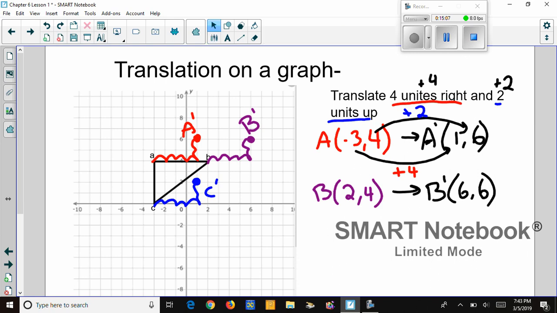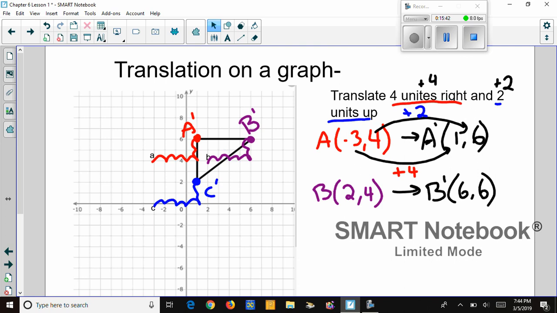Now, we would want to connect the dots to make our shape. Our shape should be the exact same size, facing the exact same direction, but all we did was slide it across the graph. I'm going to actually pick up my triangle and see, is it in the spot it's supposed to be? So I went to the right 4, up 2, and my triangle fits exactly where it should be for these coordinates.